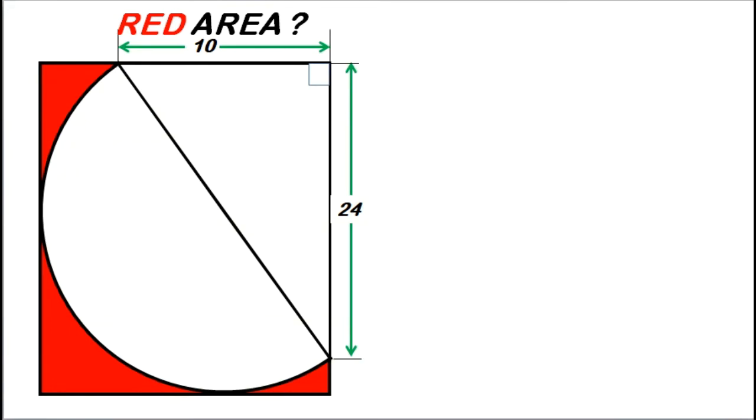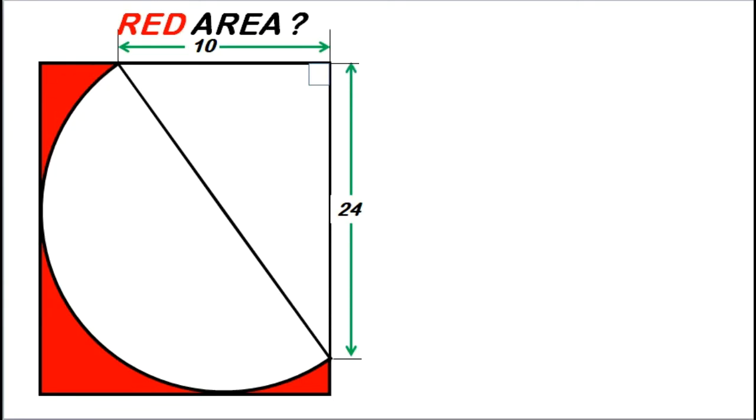Now look at this radical geometry problem. You've been told to determine the red area. How do we determine the red area? Now in this geometry problem, it is composed of a rectangle and a semicircle and a right-angled triangle.